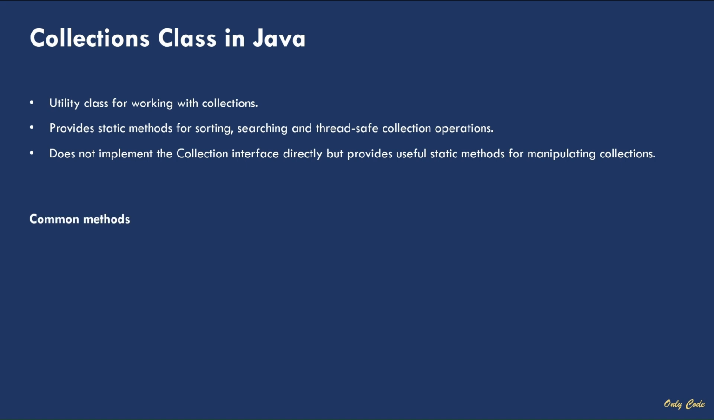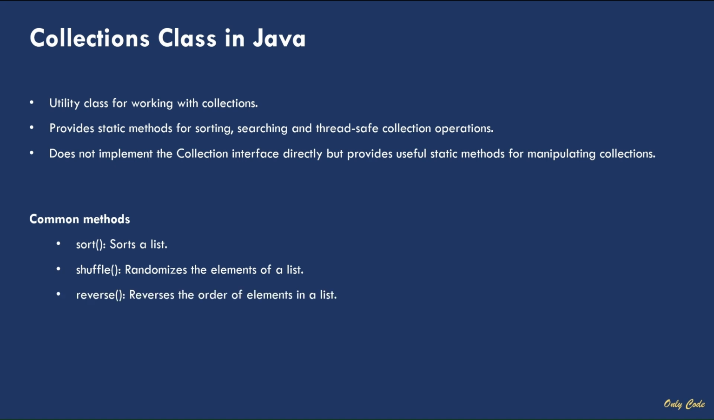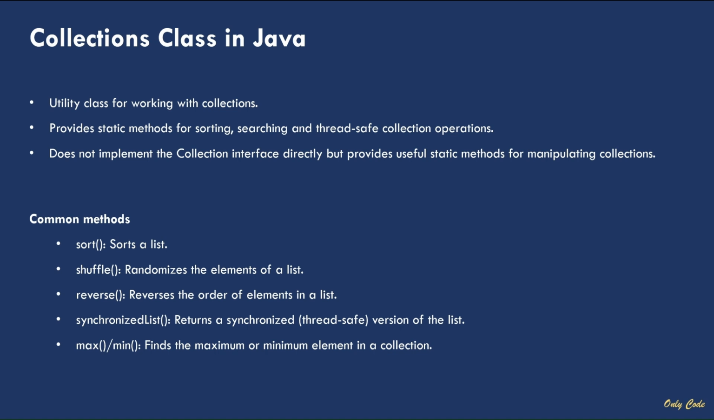Some of the most common methods provided by the Collections class are: sort, which sorts elements in a list in ascending order; shuffle, which randomizes the order of elements in a list; reverse, which reverses the order of elements in a list; synchronizedList, which creates a synchronized thread-safe list; and max and min, which return the maximum or minimum in a collection based on natural ordering or a comparator.